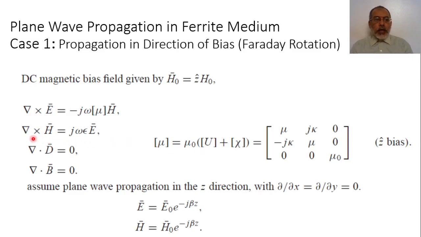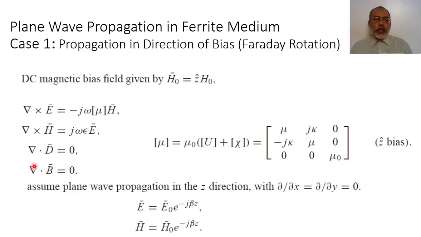On the other hand, curl H would be j omega epsilon E, and epsilon here is the permittivity of the ferrite medium, and it is assumed to be a constant value, not a tensor. And assuming that there are no charges inside the ferrite medium, according to Gauss law, the divergence of the electric flux density, divergence of D, will be 0. And because there are no magnetic sources, divergence of B is always 0. This is briefly Maxwell's equations.